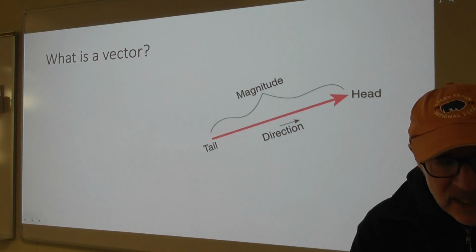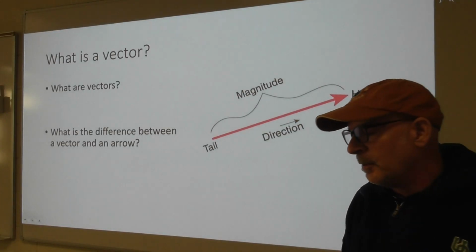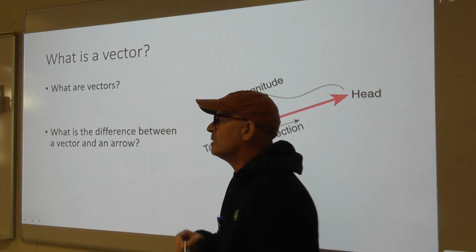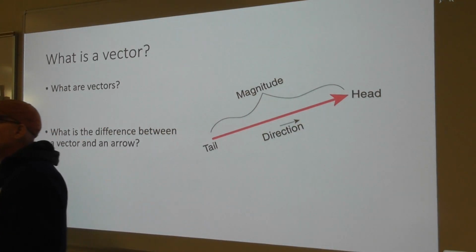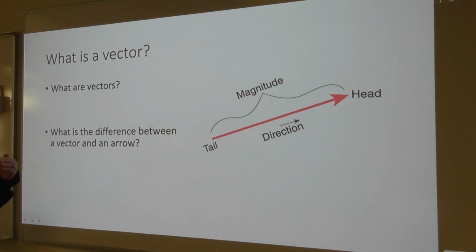And then the last thing that I want to do is just review a couple of things that sometimes get confusing before you get started. So we often, and probably in math you've done this dozens of times, we often draw arrows and say this is a vector.